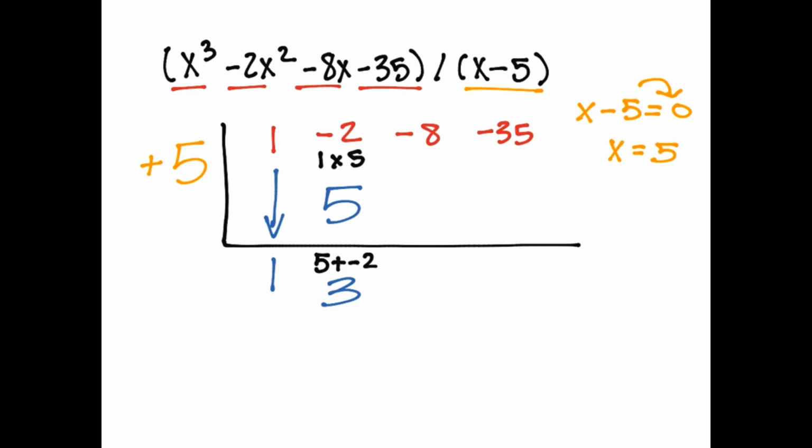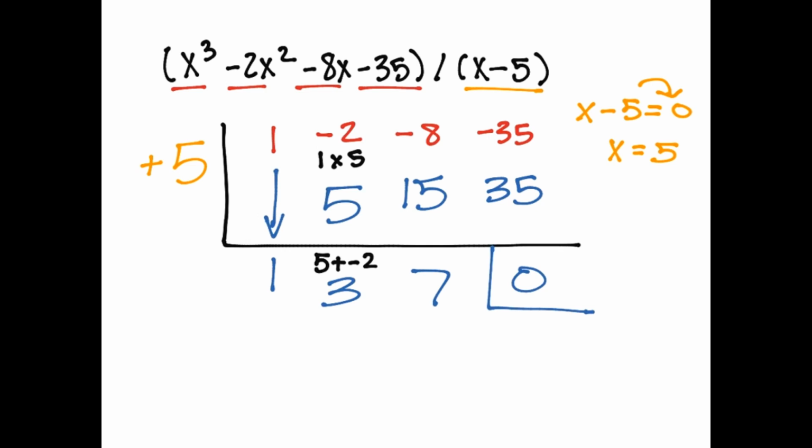Then we will repeat the exact same steps. We will do 5 times 3 to get 15, put it below the third coefficient, add the third coefficient to that answer, so -8 plus 15 to get 7, and then repeat again. 5 times 7 is 35, then 35 plus -35 is 0. So now we have a remainder of 0.